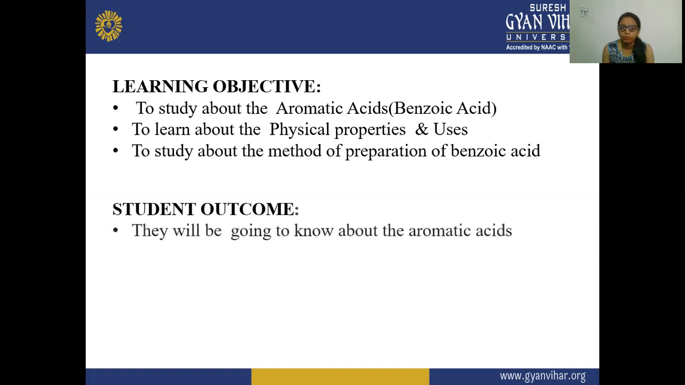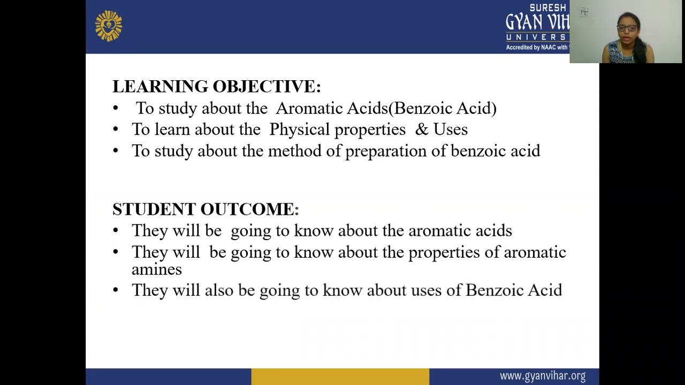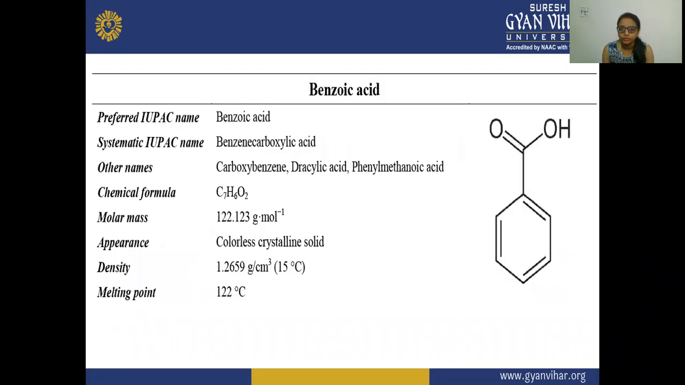Secondly, the student outcome: students will learn about the aromatic acid benzoic acid and some questions related to it. We are also going to know about the properties of this aromatic acid, its uses, and its method of preparation. Next is benzoic acid.